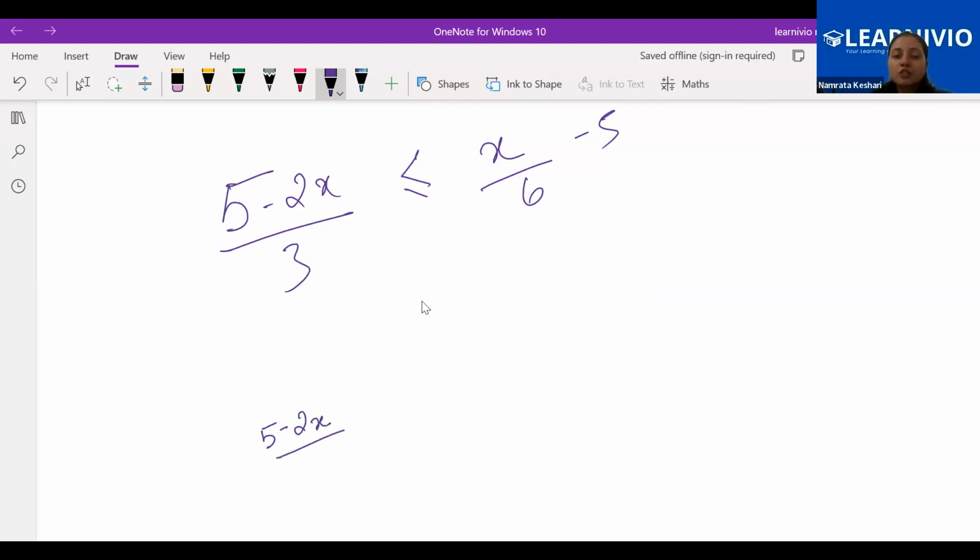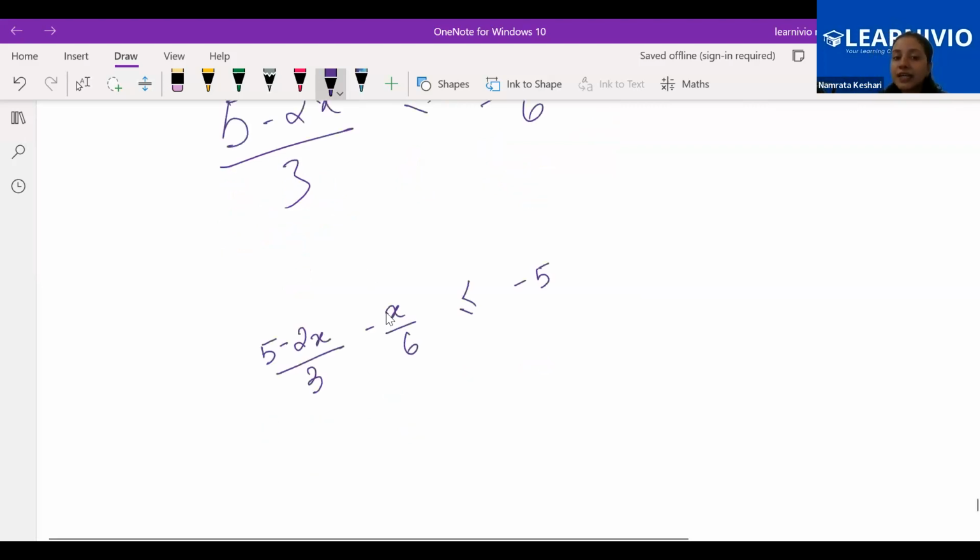Okay. So basically we need to stick to BODMAS, and the simplification we must know. So 5 minus 2x by 3, there only we can do the simplification. For x by 6 minus 5, we can take the LCM and then do the simplification, or we can take that x by 6 to this side. Whatever you want, you can do it. Okay. Now what we will do, we will take the LCM.